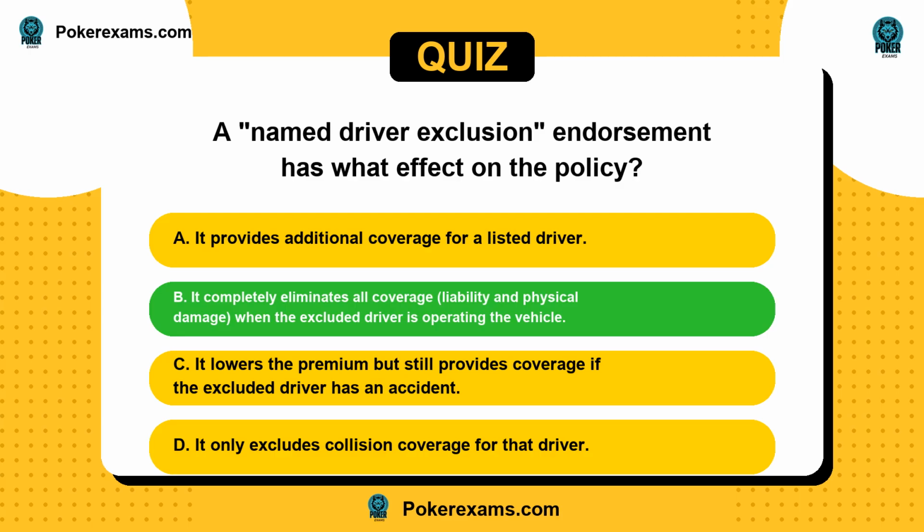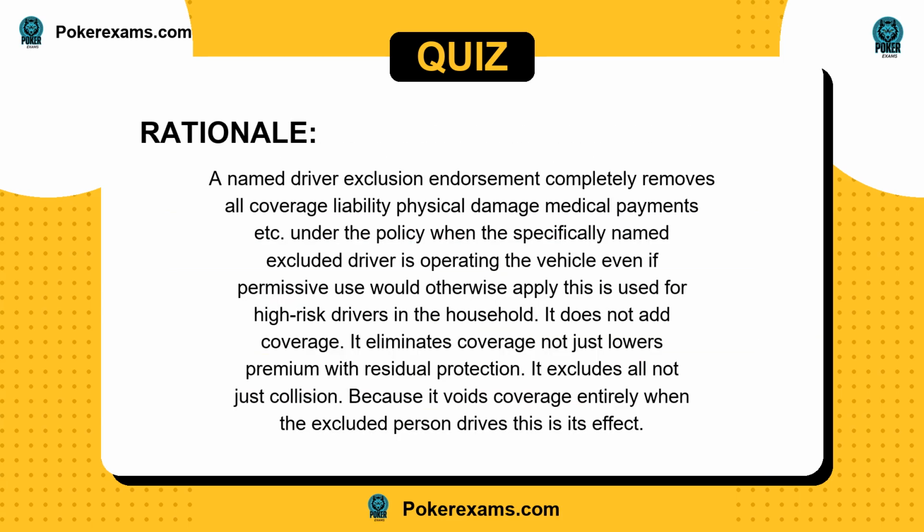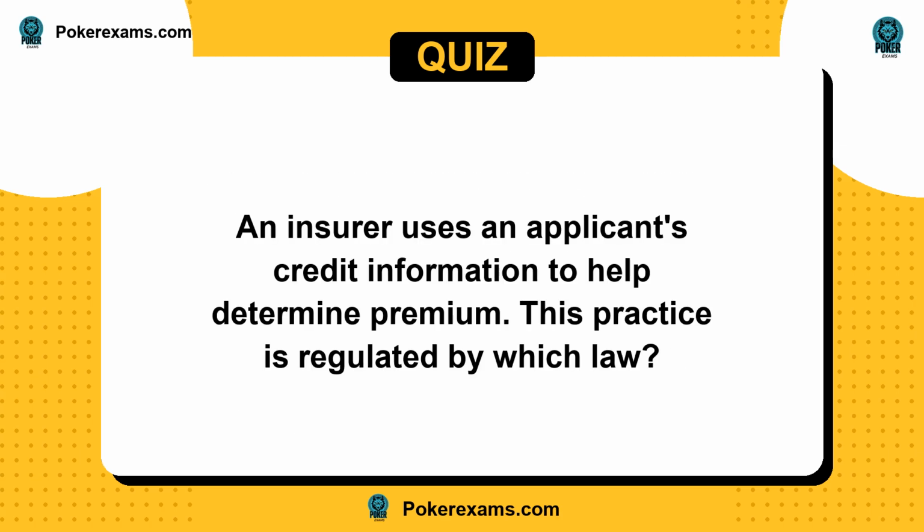The answer is B. A named driver exclusion endorsement completely removes all coverage, liability, physical damage, medical payments, etc., under the policy when the specifically named excluded driver is operating the vehicle, even if permissive use would otherwise apply. This is used for high-risk drivers in the household. It does not add coverage. It eliminates coverage, not just lowers premium with residual protection. It excludes all, not just collision. Because it voids coverage entirely when the excluded person drives, this is its effect. Next question.